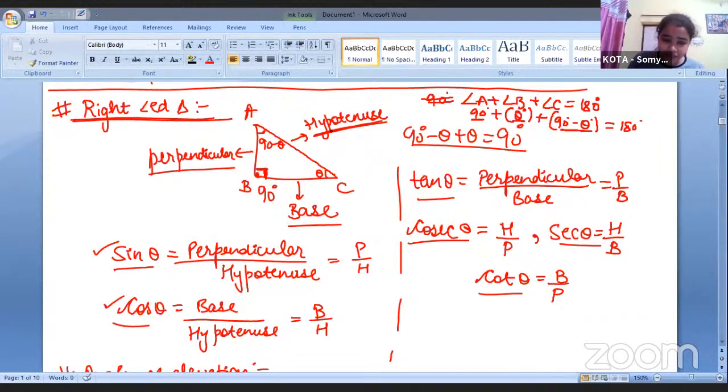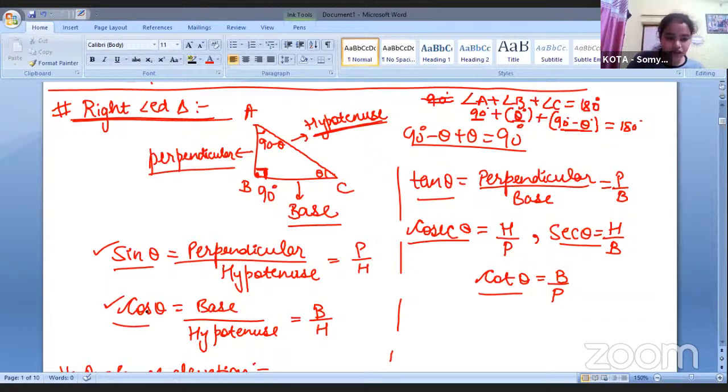Moreover, the line which is in front of the 90 degree angle, the right angle, is known as the hypotenuse. For the angle we are dealing with, for example here theta, the side opposite to this angle is known as the perpendicular. And the side which is adjacent to this angle, on which it is lying, is known as the base. So hypotenuse, base, and perpendicular are the three sides of the triangle.